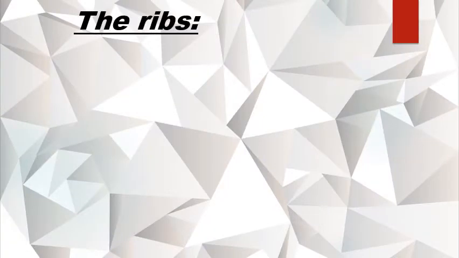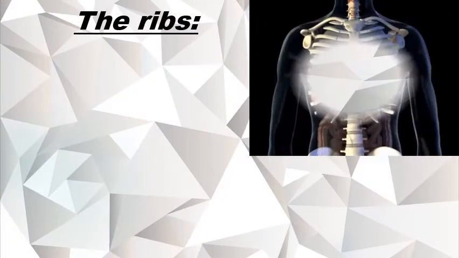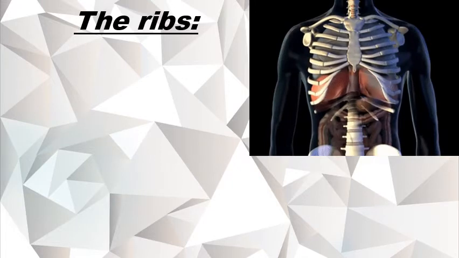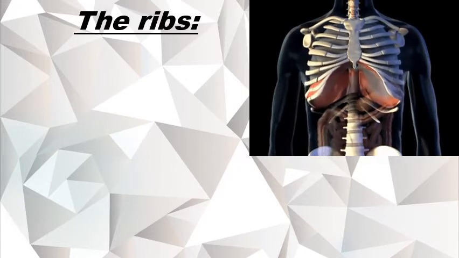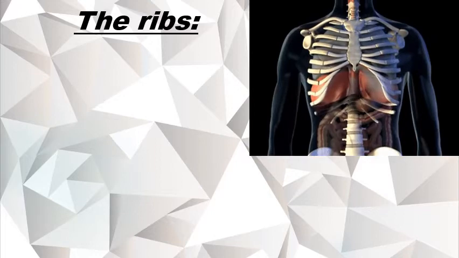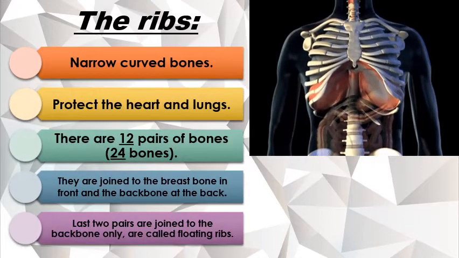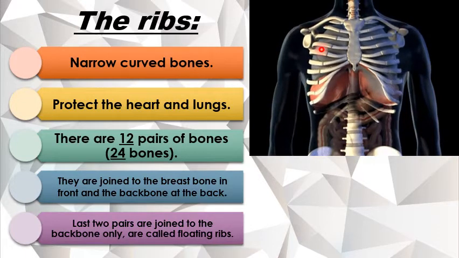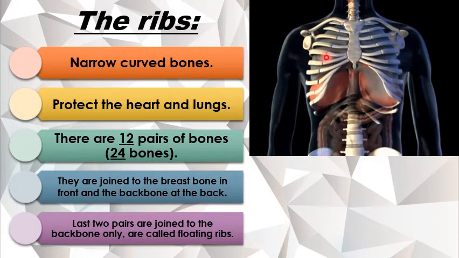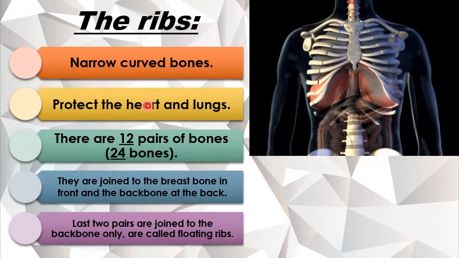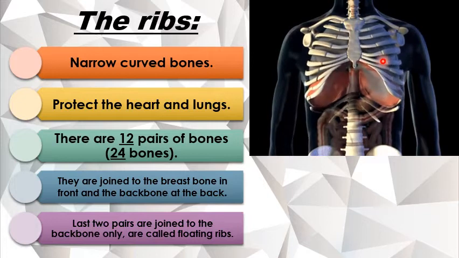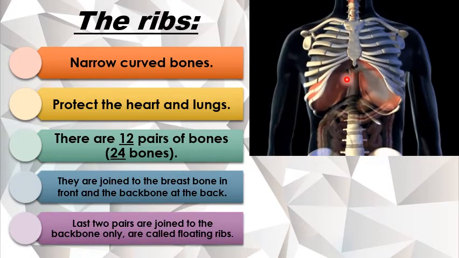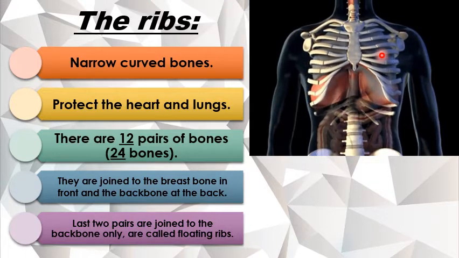And here is the next main part, and that is the ribs. As we have learnt about the ribs in our previous lecture, this is how the ribs look. There is a rib cage in our thoracic cavity, in our chest cavity, and here are the points for ribs. These are narrow curved bones. They are curved, not straight bones, as you can observe here. They protect the heart and lungs. Our heart and lungs are in our thoracic cavity, in our chest cavity, and they are protected by the rib cage or the ribs.